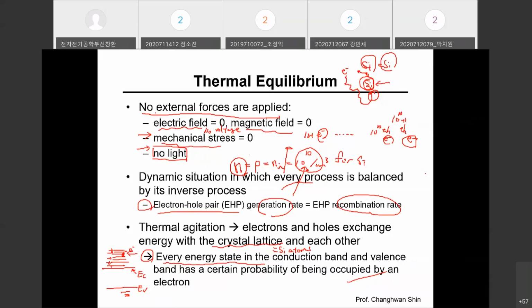However, physically, most likely an electron would prefer to have a lower energy state. So at this energy level, the probability of finding the electron is quite high. But maybe at a very high energy state, say this guy, the probability of finding a single electron is super low. Okay? So every energy state in a conduction band and valence band has a certain amount of probability of being occupied by an electron. Okay. All right, that's a basic concept of thermal equilibrium.